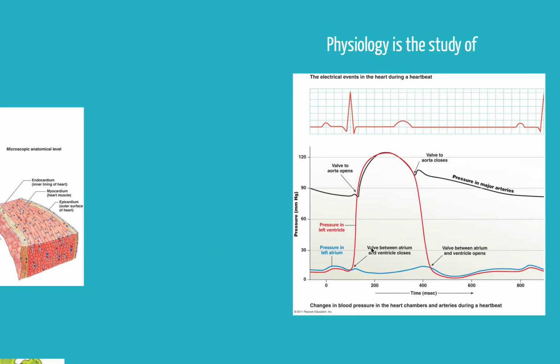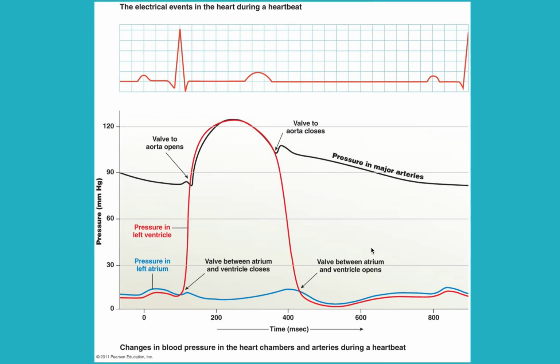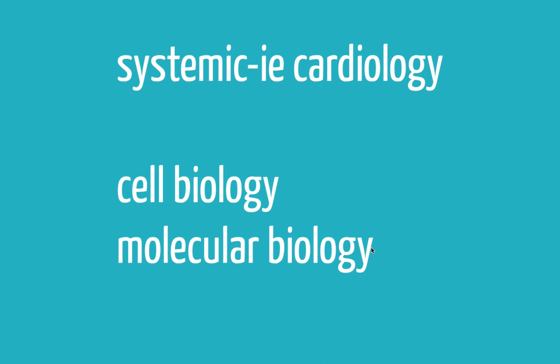So structure is anatomy, physiology is function. And if you miss those on the test, you miss double points. All right, there are some branches of physiology. It can be systemic, like cardiology is the study of the cardiovascular system. Cell biology is the study of cells, and molecular biology is looking at the molecules of life.